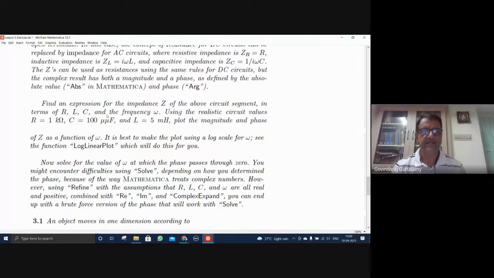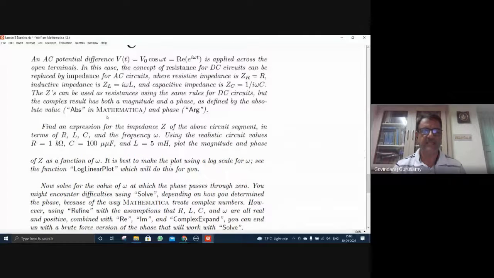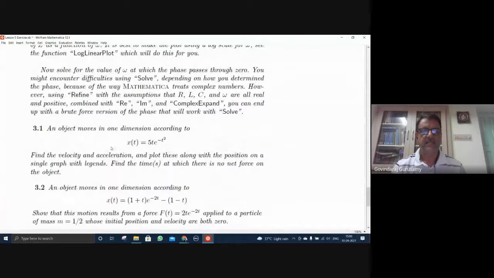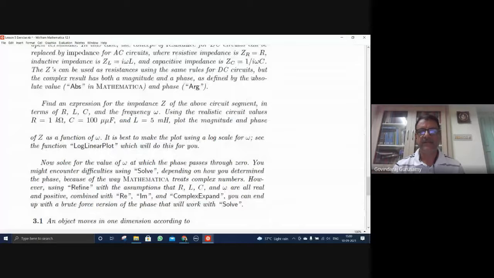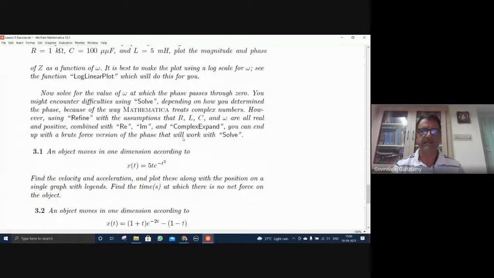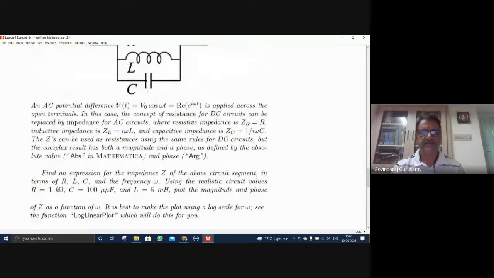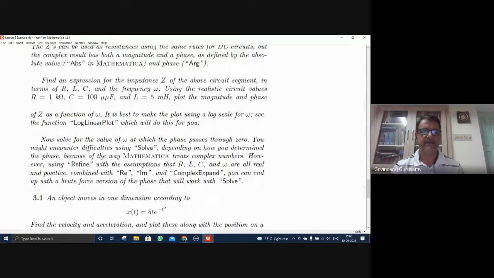So this problem really makes you learn additional things like log linear plot. You can make a plot of real part, you can make a plot of imaginary part, you can make a plot of the magnitude of this total impedance, and then phase can also be calculated and plotted. All that is possible by this exercise. Okay, so it's better to learn, spend your time, and we will see how comfortable you are with Mathematica when compared to other languages.